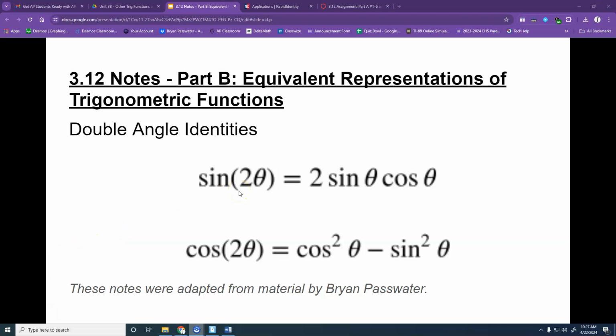Alrighty. Okay, so today we've got two types of identities that we're going to have to learn: our double angle identities and our sum and difference identities. So for double angle identities, if you have sine of 2 times theta, that is going to equal 2 sine theta cosine theta. Okay, so that one will be on your quiz. And then cosine of 2 theta is going to equal cosine squared minus sine squared.